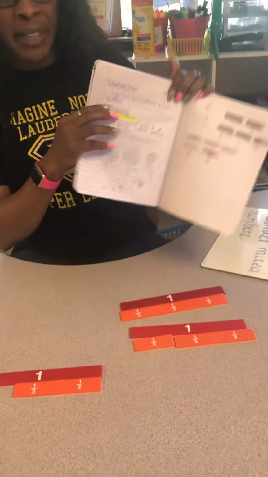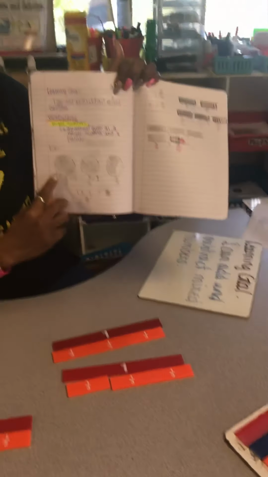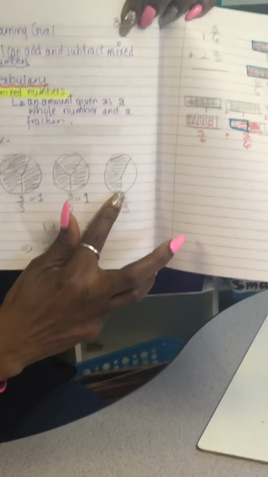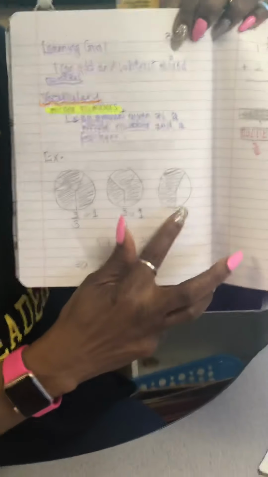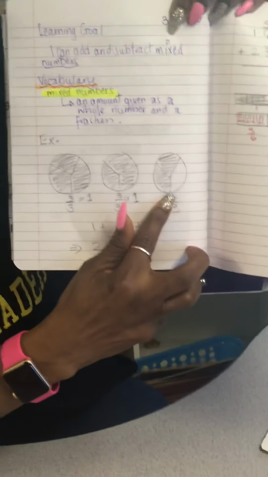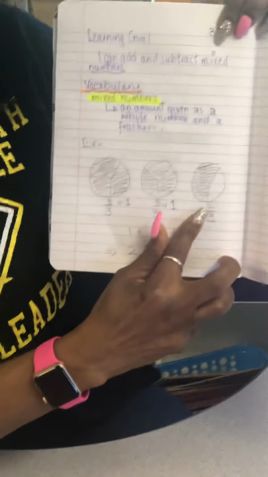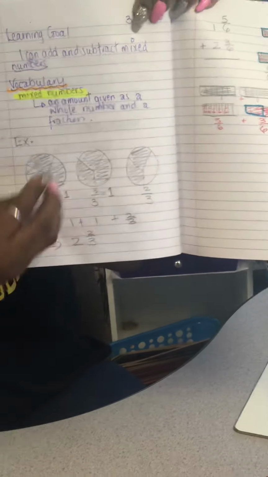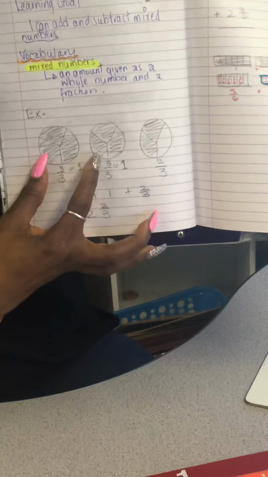Or in my notebook, I drew it here for you. I have 2 wholes. Then I have another whole. It's divided into 3 thirds as well, but it's not a complete fraction. It is a part of a fraction. So we have 3 over 3, which is the same as a whole. 3 over 3, same as a whole. Put them together, we have 2 wholes.